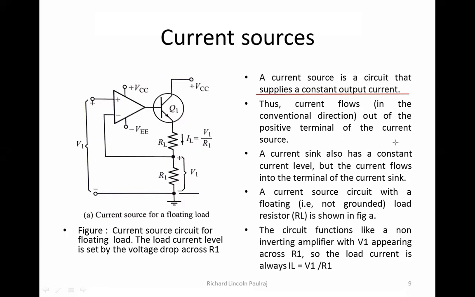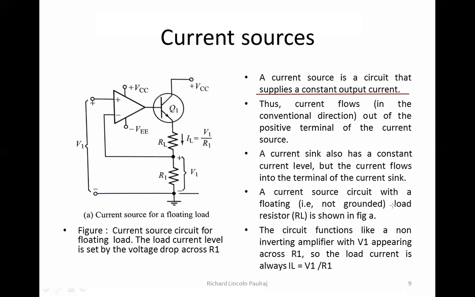out of the positive terminal of the current source. Always keep in mind, it is from the higher potential to the lower potential, and current flows from the positive terminal. A current sink also has a constant current level, but the current flows into the terminal of the current sink. So it's the reverse. You are sourcing here, but in a sink, you are actually doing the opposite.